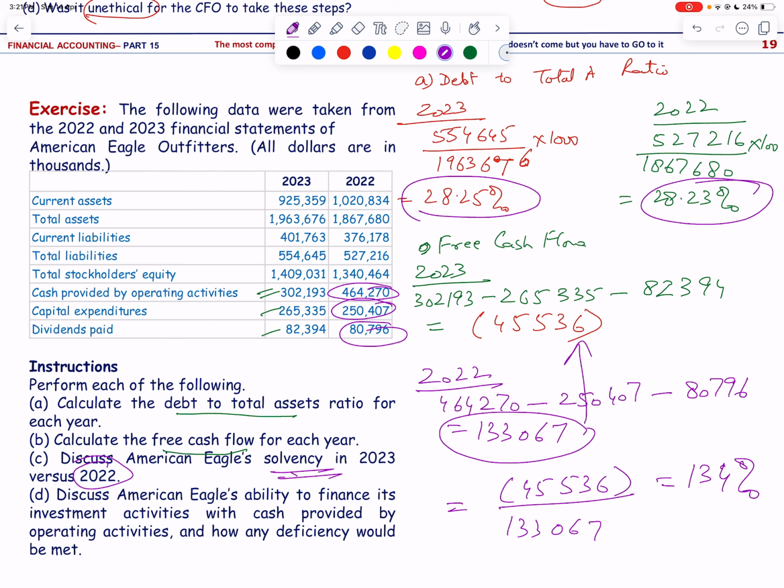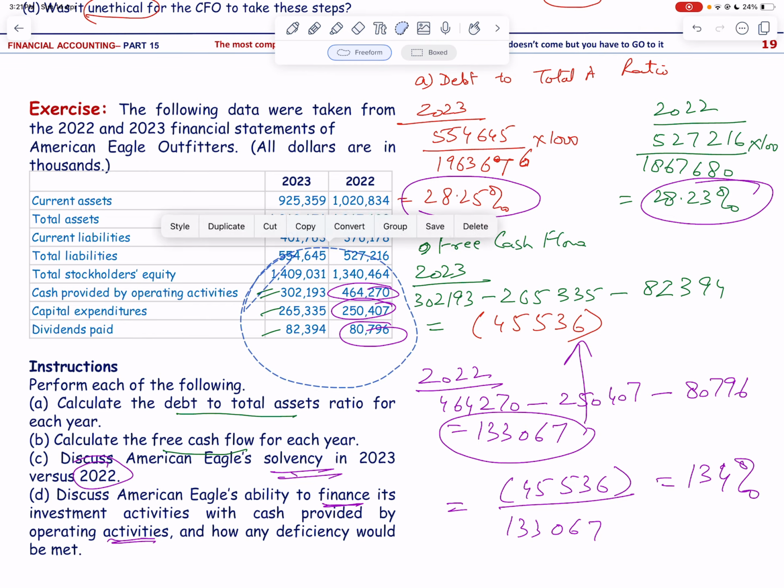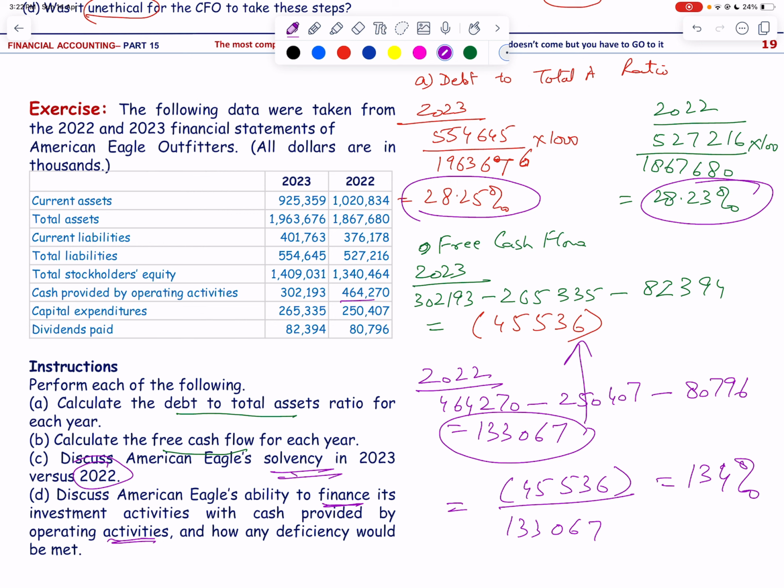Then discuss American Eagle's ability to finance its investment activities with cash provided by operating activities and how any deficiencies would be met. Now in 2022, American Eagle made more cash from its operations than it spent on investments, as you can see over here, ensuring it had enough to cover its needs. However, in 2023, it faced negative cash flow, as I have already shown you here, meaning it didn't generate enough cash to cover its expenses. And this shortfall could have been resolved by raising money through selling stock or taking on some debt.